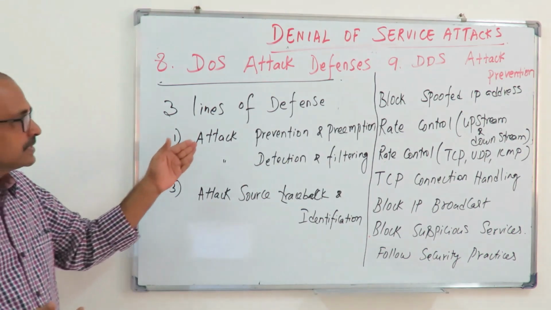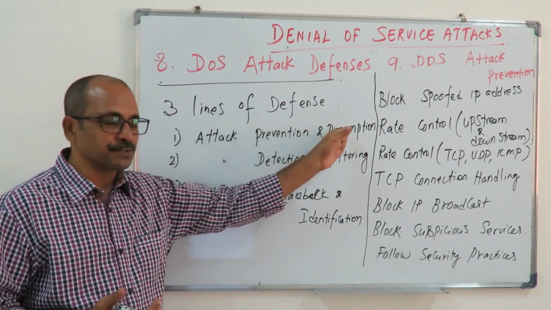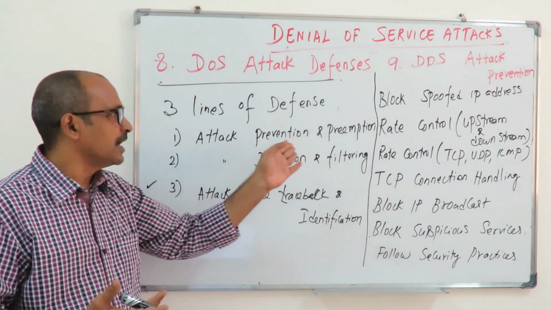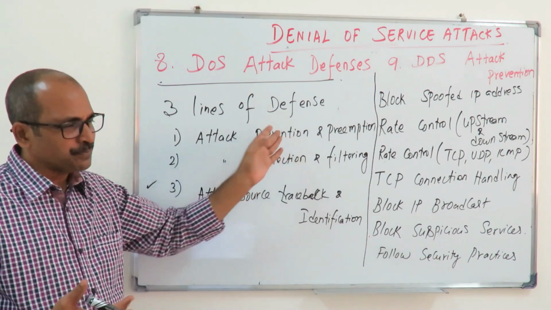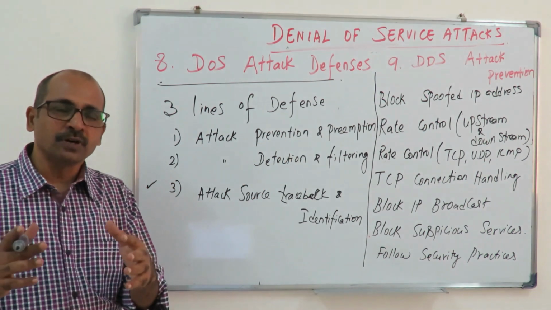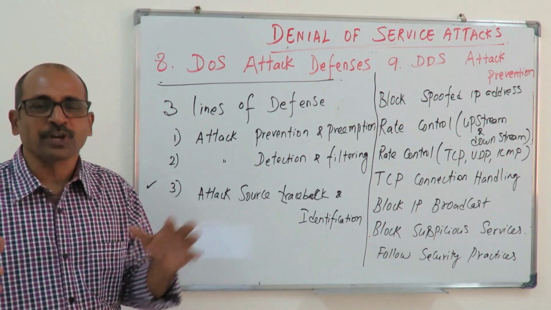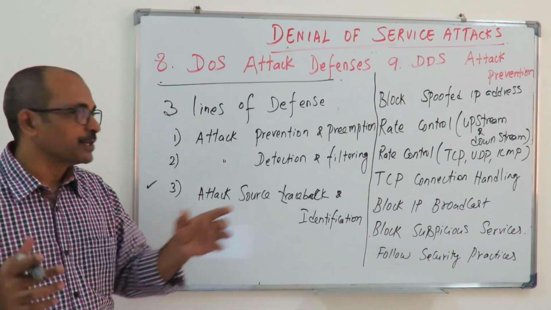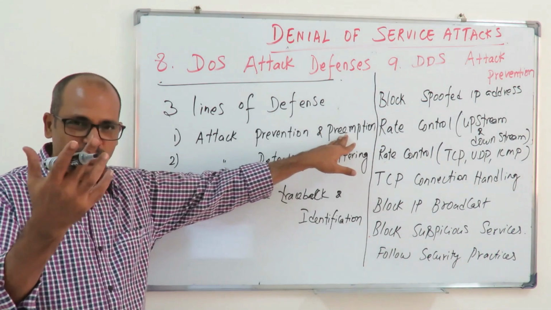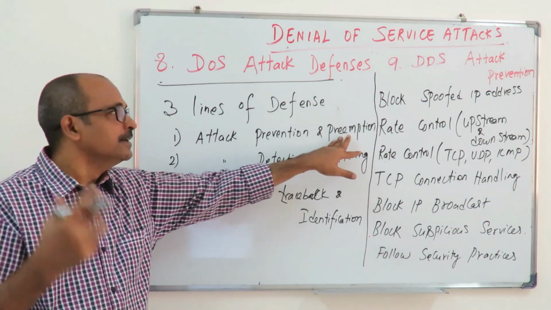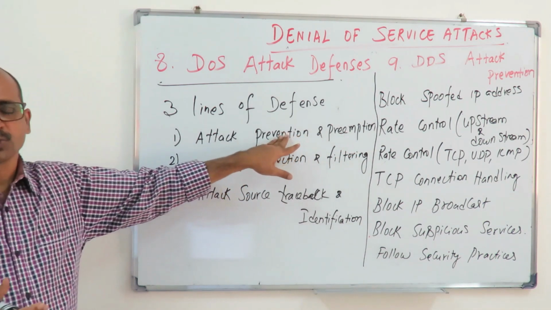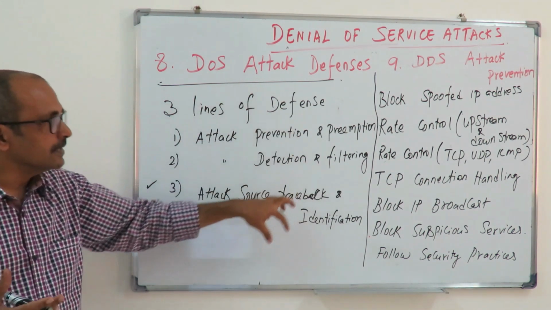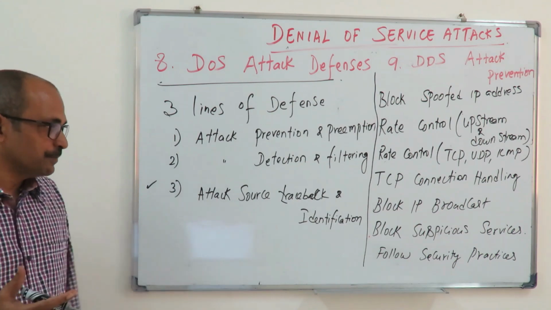So the first one is attack prevention and preemption. So this is like anticipating, okay, you can expect some attack and you have to prevent it. Actually, if you are connecting your network or your computer with the internet, you cannot avoid this denial of service attack. You can expect it. You have to do preemption, that means you can anticipate. Then you have to see what are the steps available to avoid it. So these are the three lines of defense available.